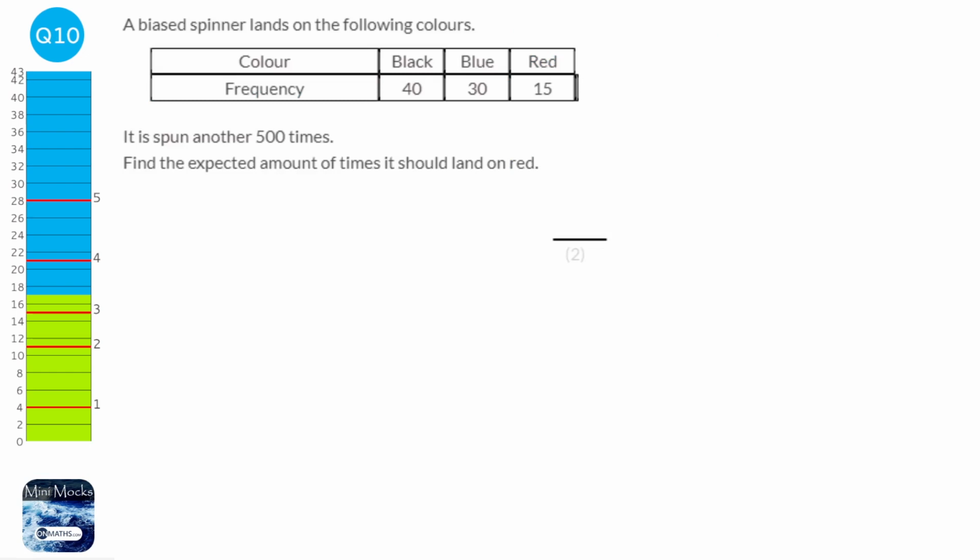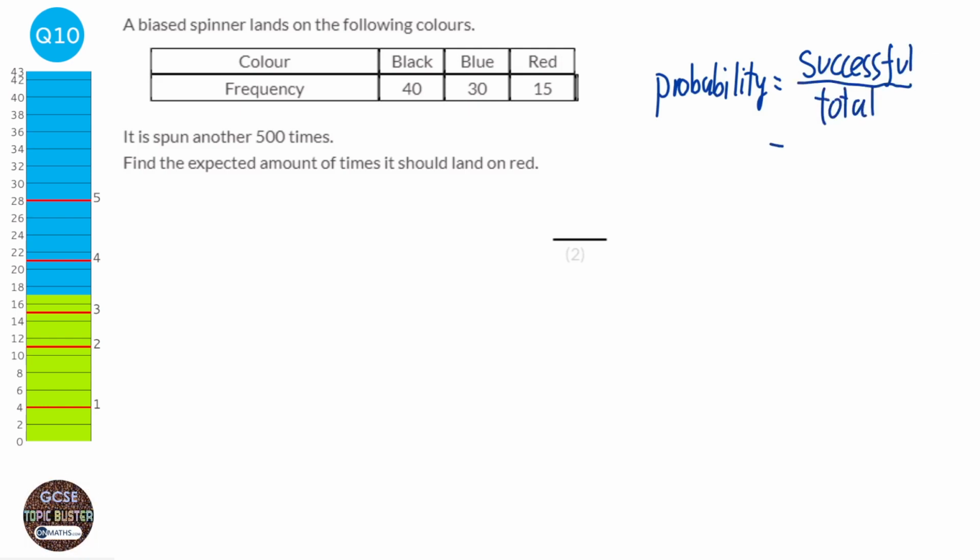We need to first of all work out the theoretical probability. And to do that, we do the successful outcomes over the total number of outcomes. So here we're asked, it lands on a red is successful, so that's going to be 15 over the total amount. That'd be 40 plus 30 plus 15, which is 85.